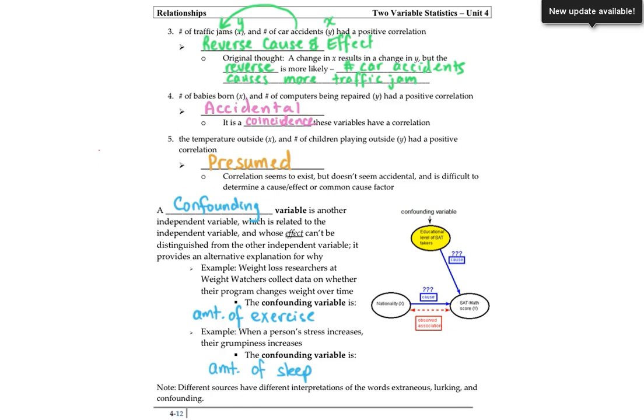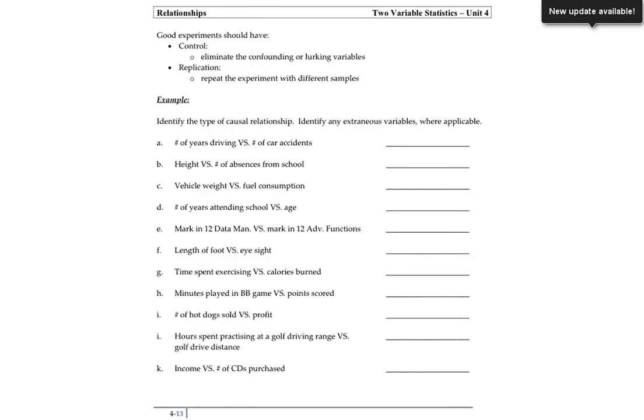So a confounding variable is when you really can't tell for sure which is the true independent. Is it the originally thought of independent variable? Is it the confounding variable that's the independent variable? Or is it both of them acting together?